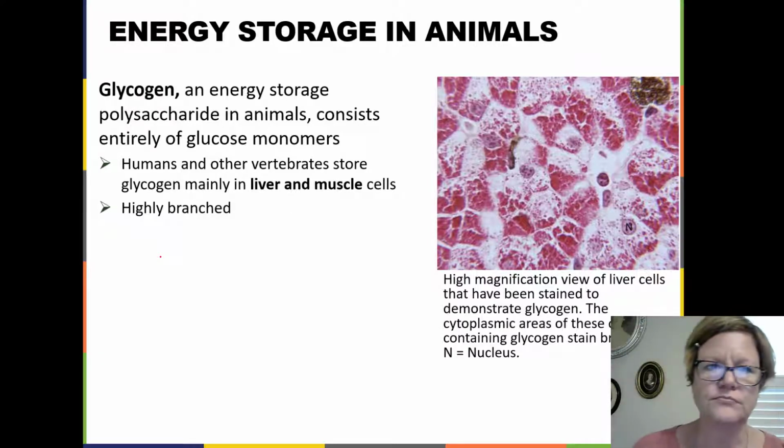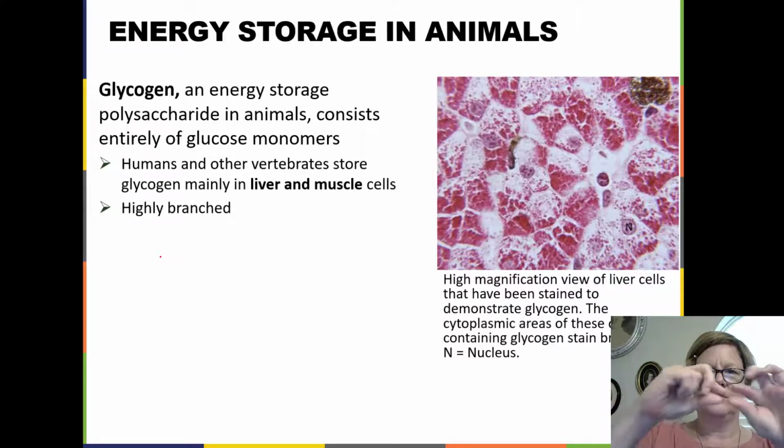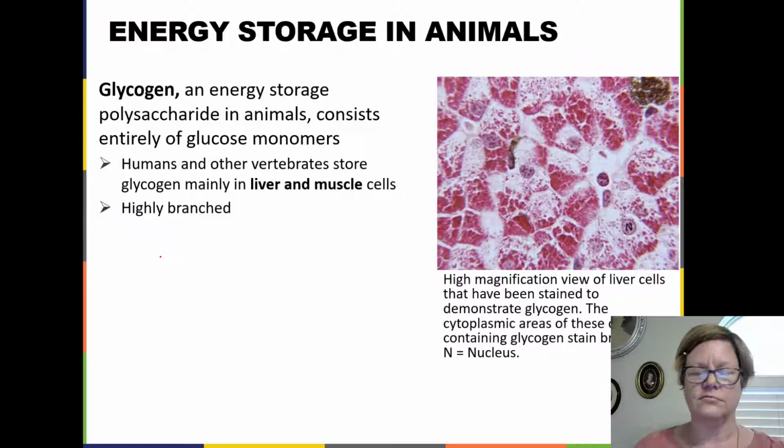All right. Most of your glycogen in your body is stored in your liver cells and in your muscle cells. And glycogen is typically very branched. In other words, we'll look at some pictures of it in a minute, but you can see all the little glucose hexagons in the structure, and then some of the hexagons branch off in different ways. So, branched.